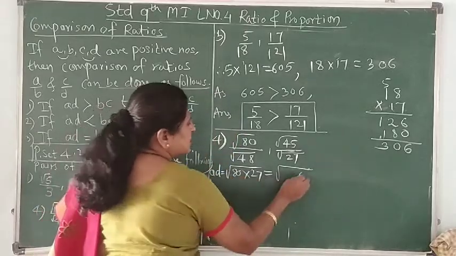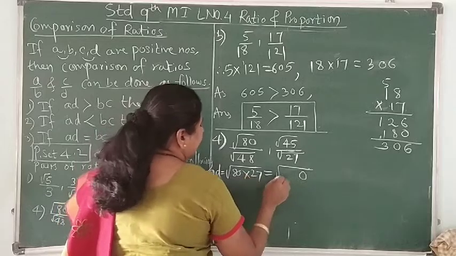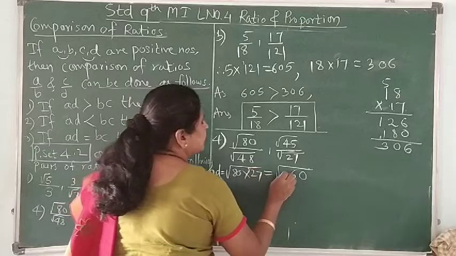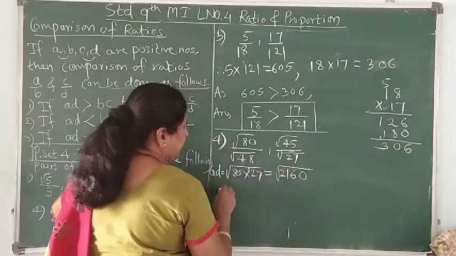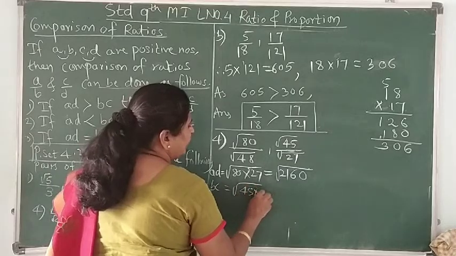Let's take product here 0, 8 7s are 7 is a 56, 5, 8 to the 16 plus 5 is going to be 21. And what is BC over here? Square root of 45 into 48.